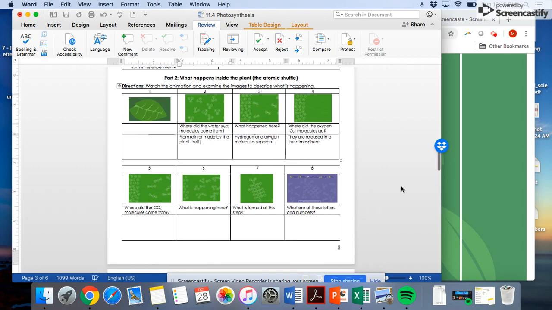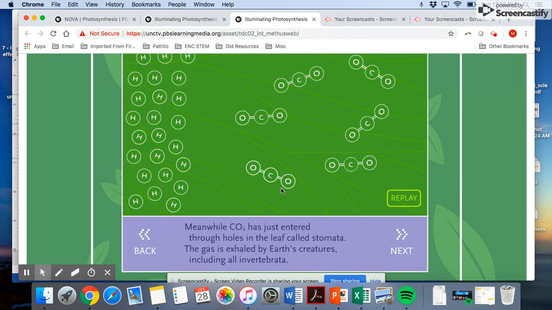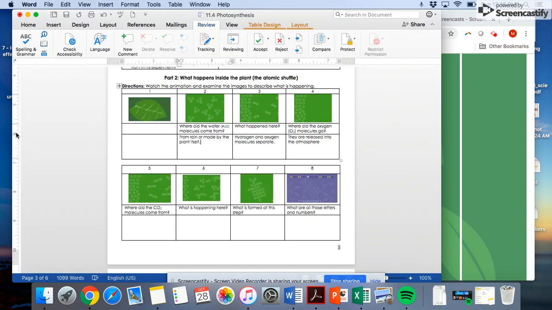So now we're going to continue with the simulation. You can pause the video here if you need more time to catch up. So here you see carbon dioxide molecules. So meanwhile, carbon dioxide has entered through holes in the leaf called the stomata. The gas is exhaled by Earth's creatures, including invertebrates. You don't need to worry about that. All you need to know is that we humans, animals, they release carbon dioxide, and plants take that in.